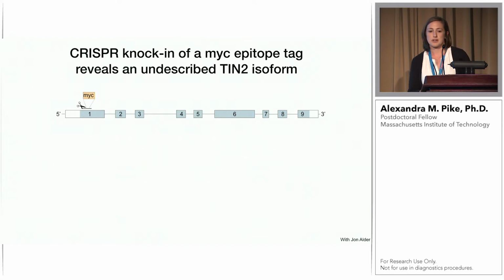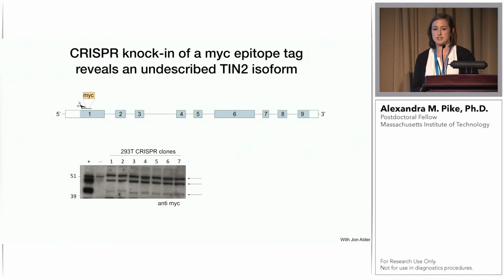So we borrowed a trick from the yeast genetics toolkit, and we used CRISPR-Cas9 to tag TIN2 in human cell lines. So we just cut right by the ATG start codon and added a MYC tag at the beginning of the gene. And when we did a Western blot on some of these positive CRISPR-Cas9 clones, we were really surprised to notice 3 bands instead of the expected 2 for the 2 TIN2 isoforms, which just didn't make a whole lot of sense to us.